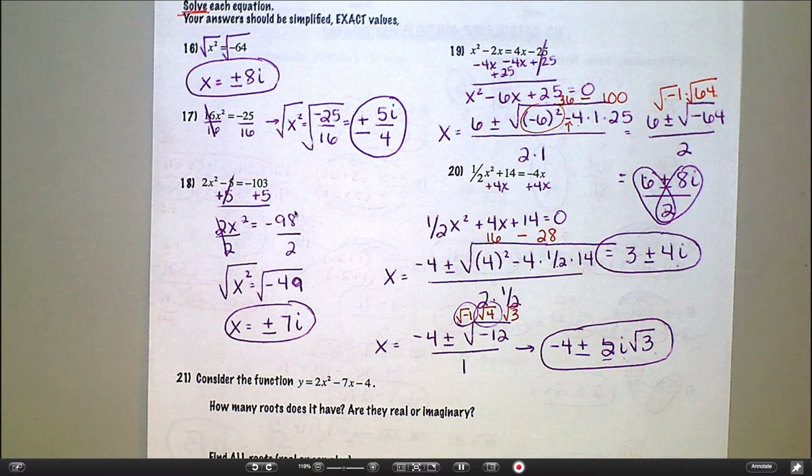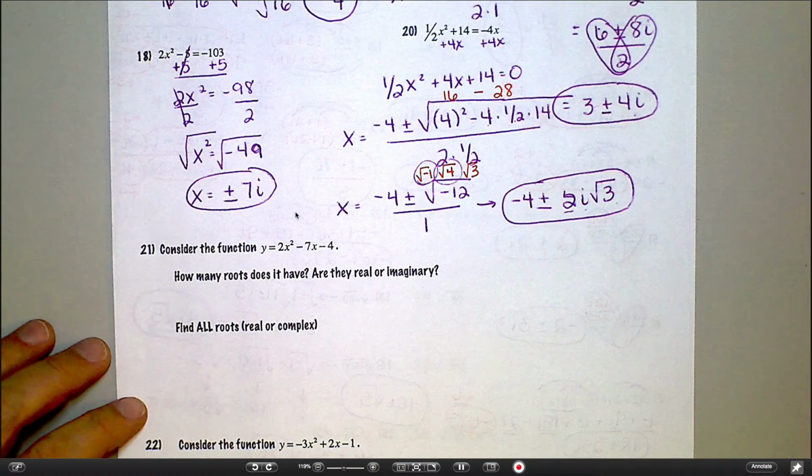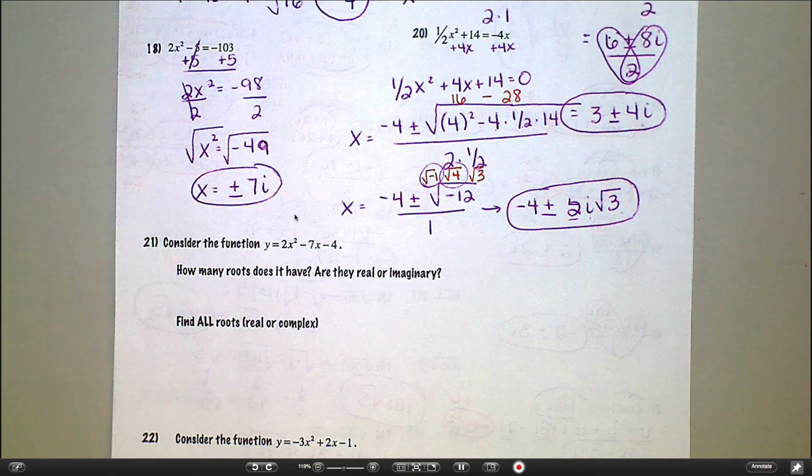Okay, we made it. Got just a couple more left to go. We made it through the solving section. So, okay.